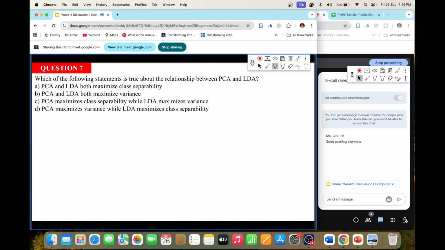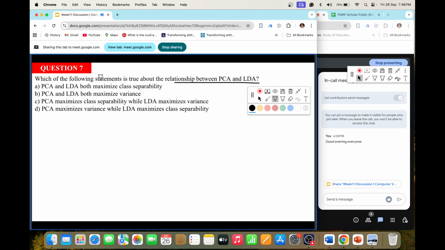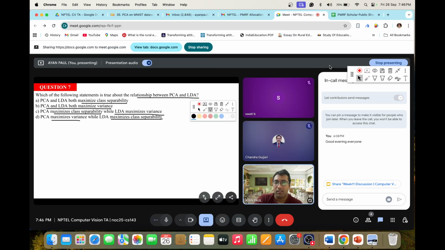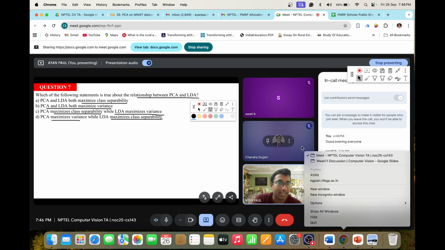Question number 7: which of the following statements is true about the relationship between PCA and LDA? PCA and LDA both maximize class separability. PCA and LDA both maximize variance. PCA maximizes class separability, LDA maximizes variance. PCA maximizes variance, LDA maximizes class separability. Any guesses? Very easy, right? PCA maximizes variance, LDA maximizes class separability. So option D is the correct answer.